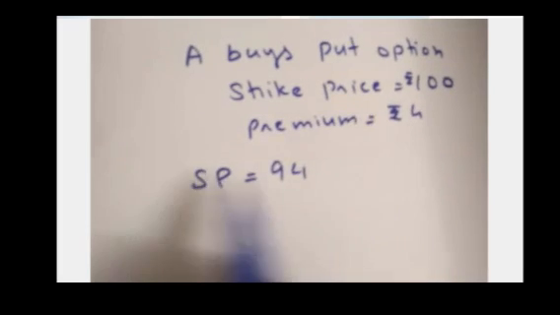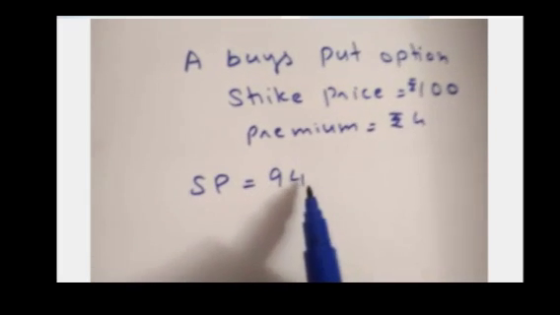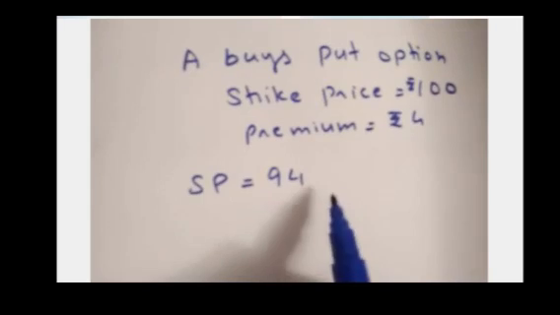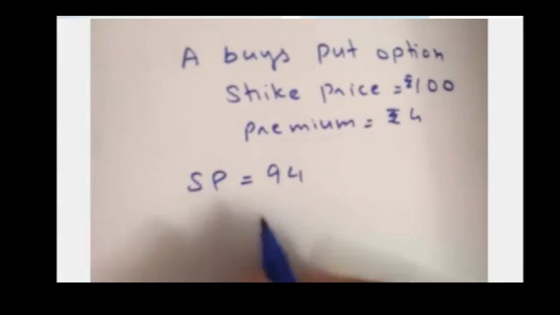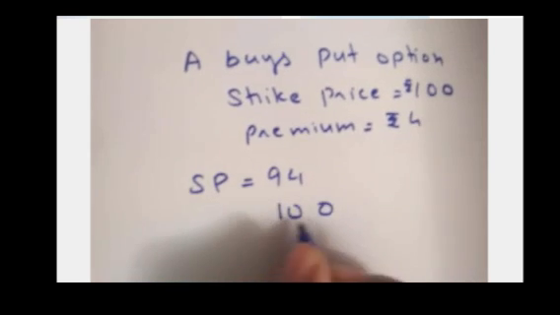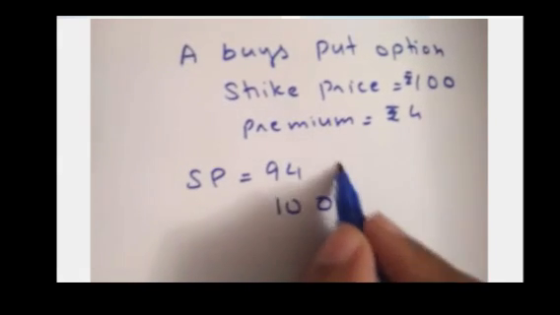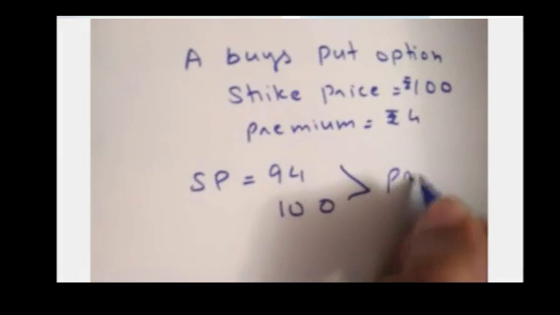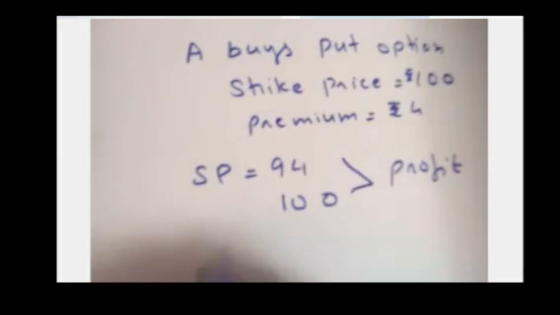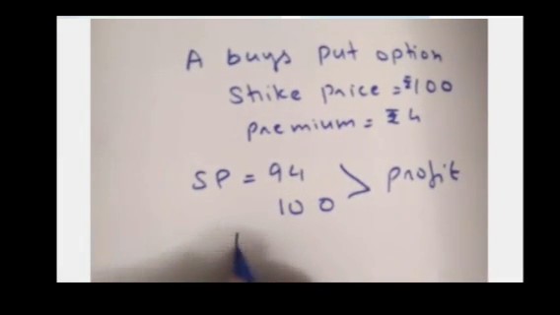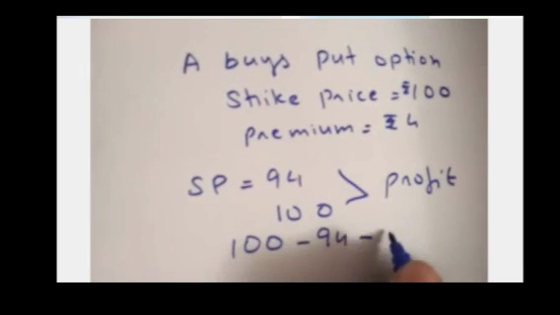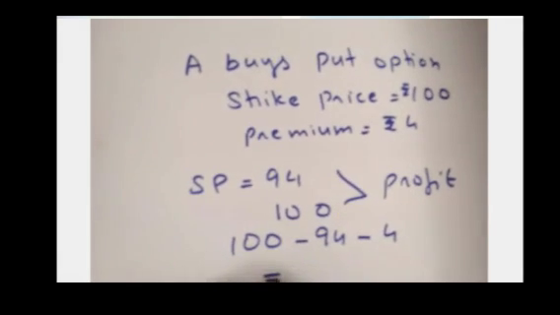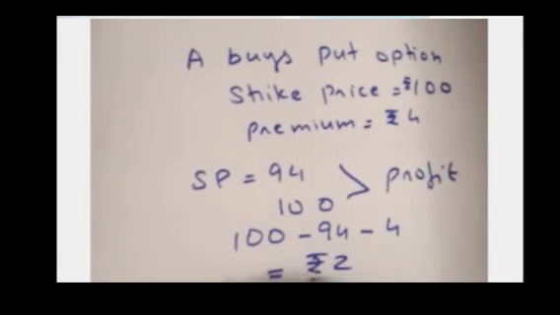Okay, suppose the spot price goes down to 94 rupees, that is, the current market price is 94 rupees. Here the strike price is rupees 100, so he will get rupees 100. He will be exercising the option because it will create a profit for him. So what will be the profit? The profit will be 100 minus 94, which is 6, minus the premium of 4. So he will have rupees 2 as his profit.